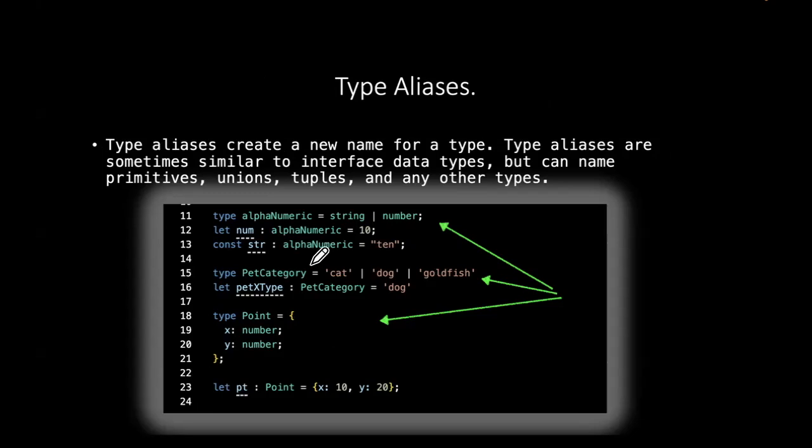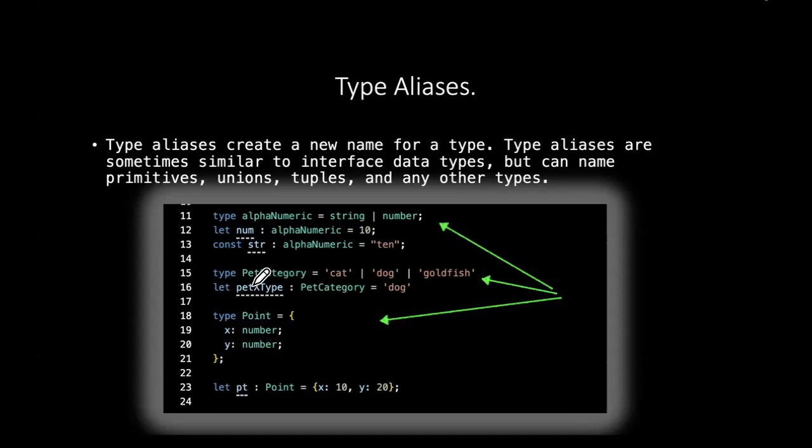But this is kind of falling in between two stools, really. But again, it has some use cases. So I'm declaring a type called, in this case, pet category, and I'm saying a pet category variable can only have these specific values, one of these values, either cat or the string dog or the string goldfish.